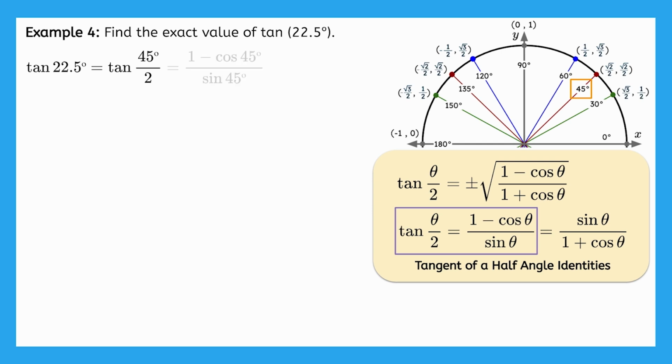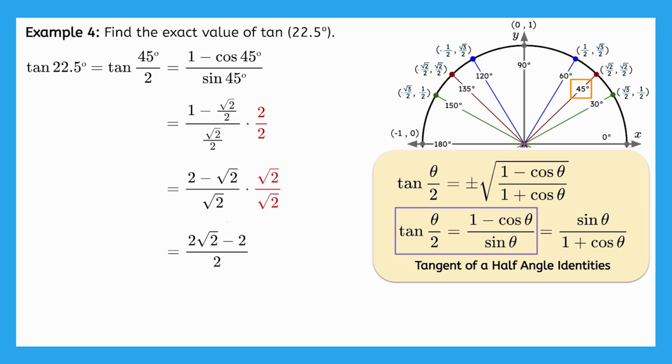Applying this identity, we get 1 minus cosine of 45 degrees over sine of 45 degrees, which we can evaluate as 1 minus square root of 2 over 2 all over square root of 2 over 2. We can get rid of the halves by multiplying numerator and denominator by 2. And then we can rationalize the denominator by multiplying numerator and denominator by square root of 2. Lastly, we can divide both terms in the numerator by 2 and write our final answer as square root of 2 minus 1.